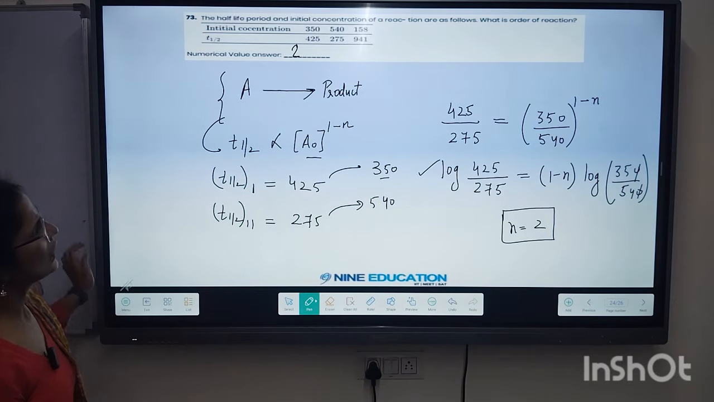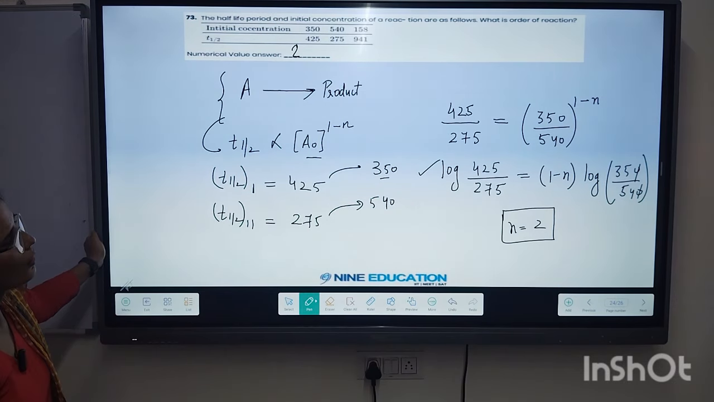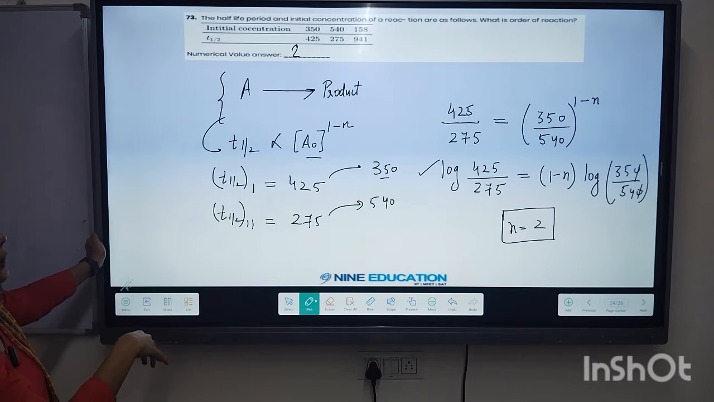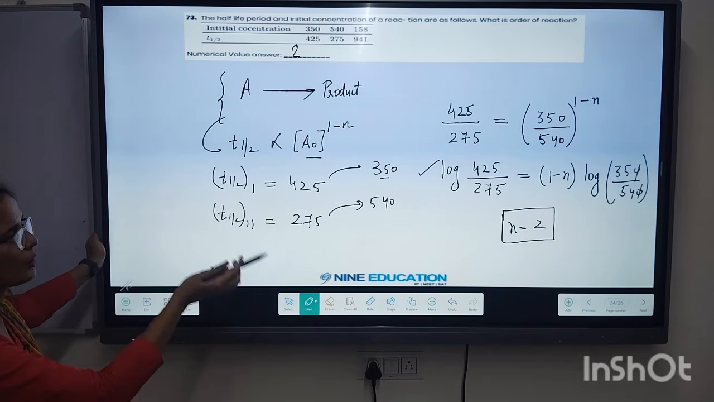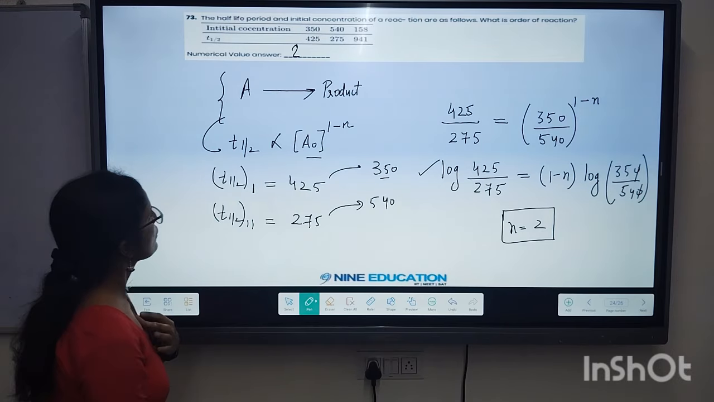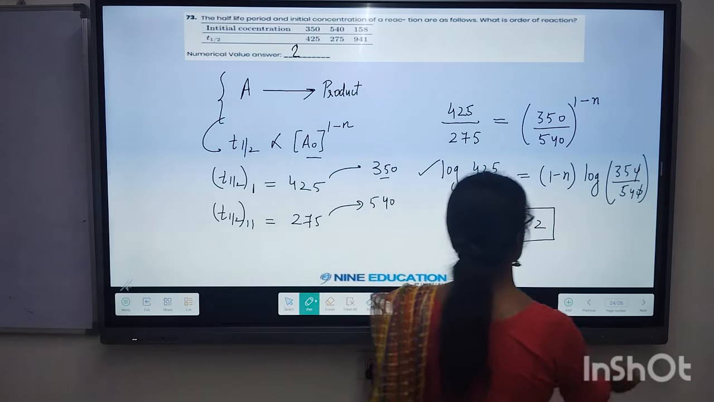If we need to talk about key points, they are asking about the order of reaction. So just take any nth order reaction. We write down the T half relation with the initial concentration, and they are also relating the two terms, and based on that I divide the two half-lives, apply log, and finally get the answer, which is 2. So the answer will be 2 only.